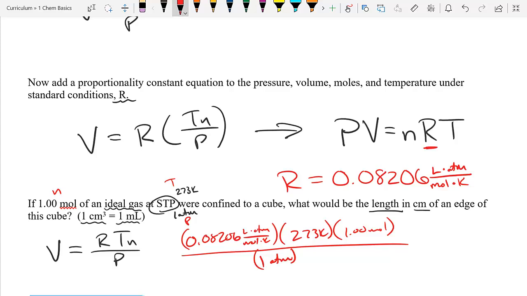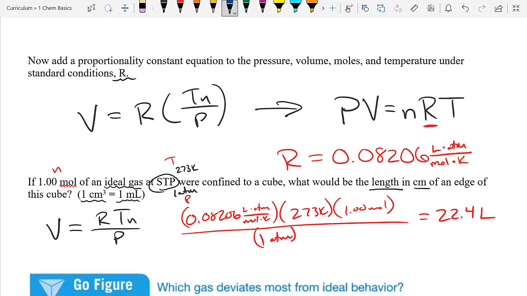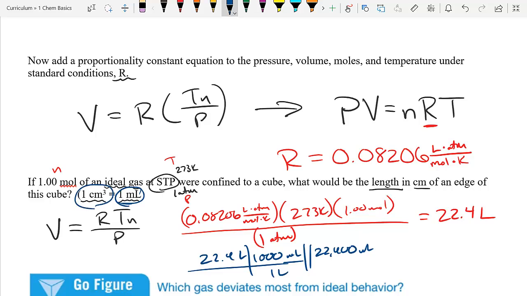So when we do this, we find that this is 22.4 liters of space, 22.4 liters. Now, since 1 centimeter cubed is a milliliter, we should convert those liters into milliliters. I'll do that. Recall that the relationship 1 liter is the same as 1,000 milliliters. So it becomes 22,400 milliliters. And since 1 milliliter is equivalent to 1 cubic centimeter, 22,400 milliliters is the same as that number of centimeters cubed.